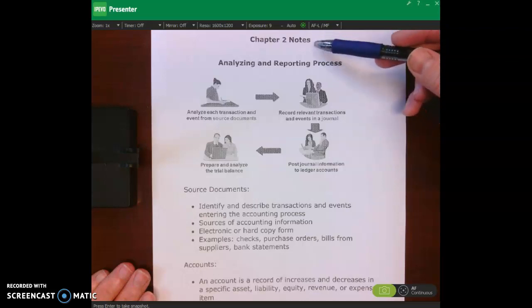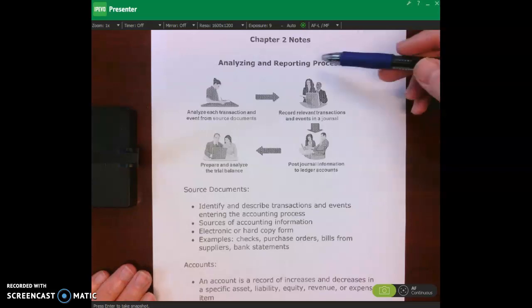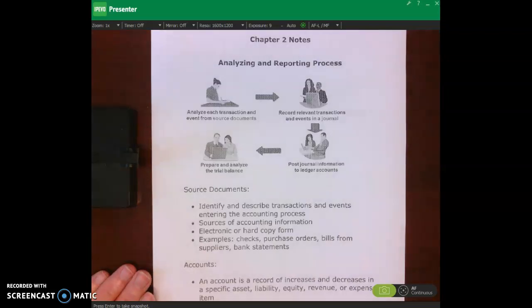This is the beginning of your Chapter 2 notes, which is on page 21 of your course pack. I'll give an overview of the analyzing and reporting process, also to give you a refresher on asset accounts, liability accounts, equity accounts, and then also how revenues, expenses, owner withdrawals, and owner capital affect equity accounts. And then we'll also do two quick check problems, okay?